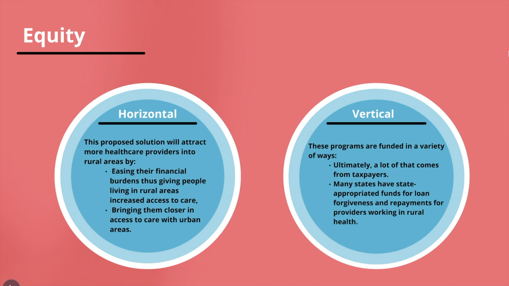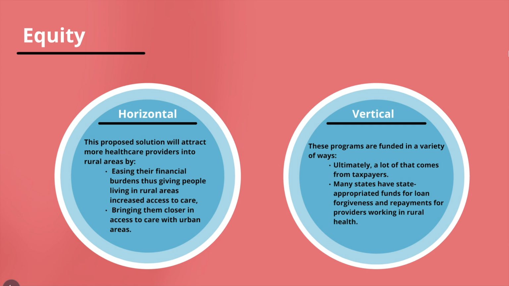In regard to horizontal equity, this proposed solution will attract higher numbers of healthcare providers into rural areas by easing the financial burdens placed upon them, thus giving rural populations increased access to care. Funds could also be directed to areas with the most severe shortages or areas of high need and specifically used to target vulnerable populations with these rural communities.